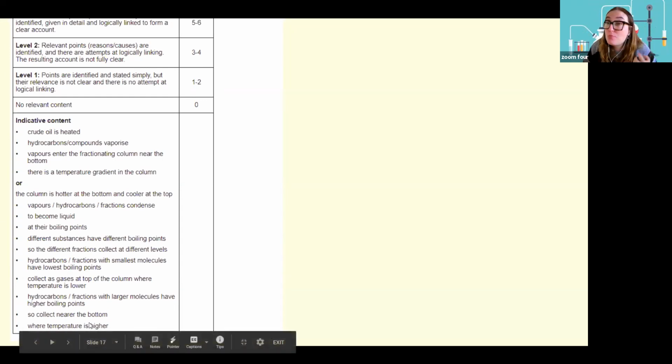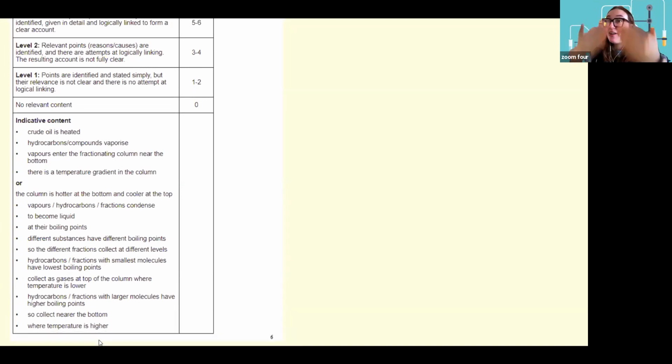Then you start to bring in the idea of chain length. So 6-mark question, you're bringing in the idea of the different carbon chain lengths. The fractions with the smallest molecules in them have the lowest boiling points, and so they're collected at the top of the column. The fractions with the longest chain length, they have the highest boiling points, and so they're collected down the bottom.